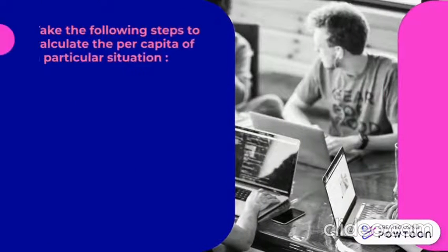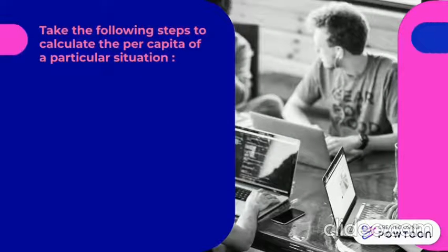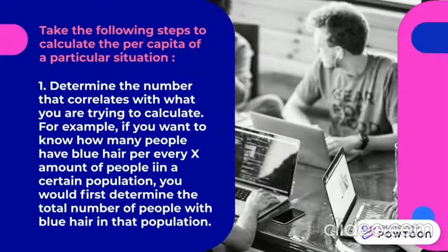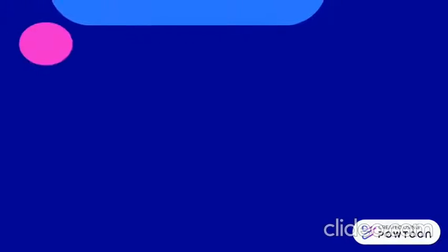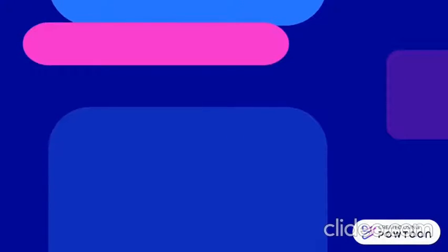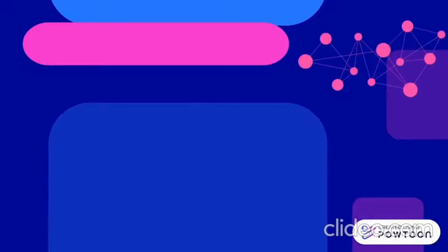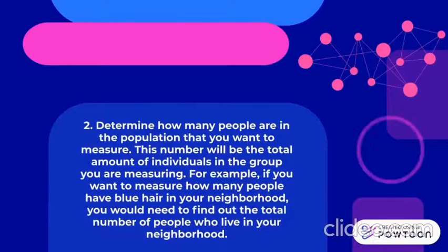Take the following steps to calculate the per capita of a particular situation. 1. Determine the number that correlates with what you are trying to calculate. For example, if you want to know how many people have blue hair per every X amount of people in a certain population, you would first determine the total number of people with blue hair in that population. 2. Determine how many people are in that population that you want to measure. This number will be the total amount of individuals in the group you are measuring.